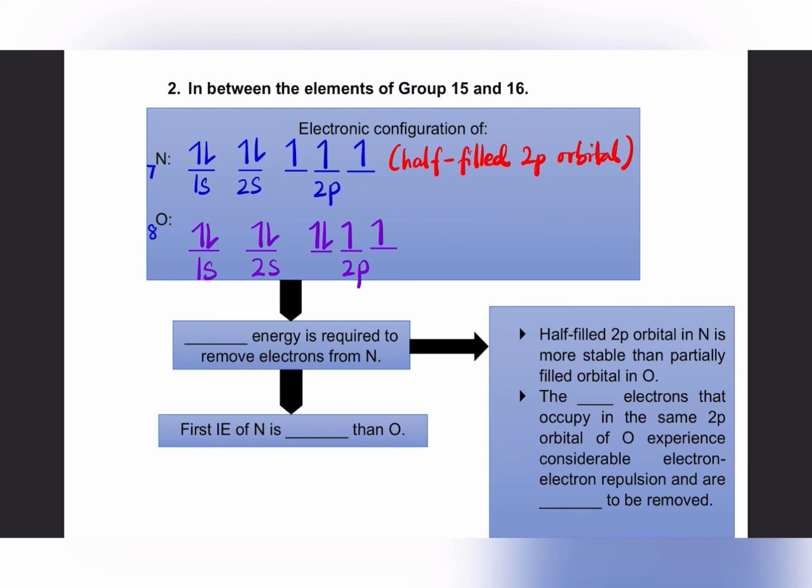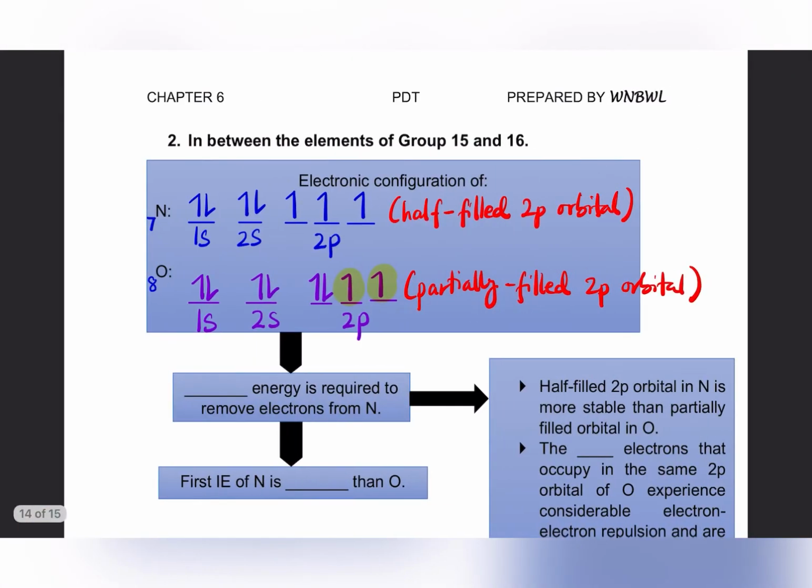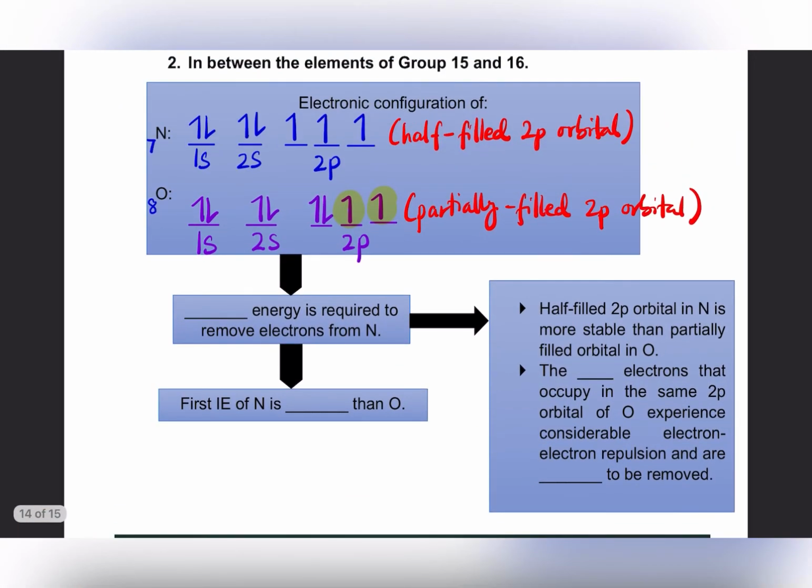And when you see here, you got 2 electrons yang tiada couple. So maknanya dia kita klasifikasikan sebagai partially filled 2p orbital. So as I mentioned before, between partially filled and half filled, half filled is more stable. Okay, so what will happen when you see that half filled is more stable?